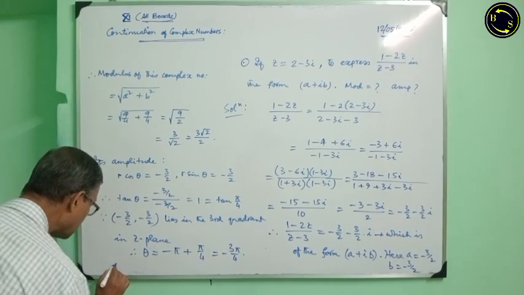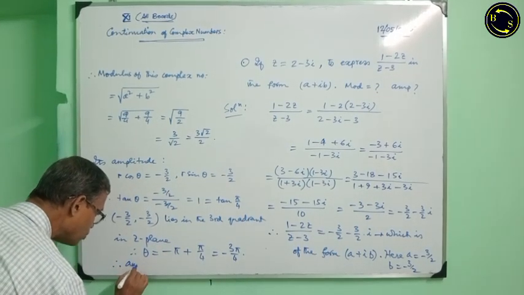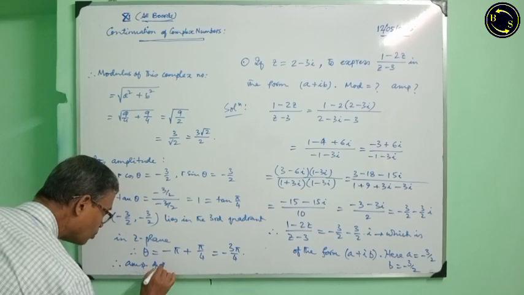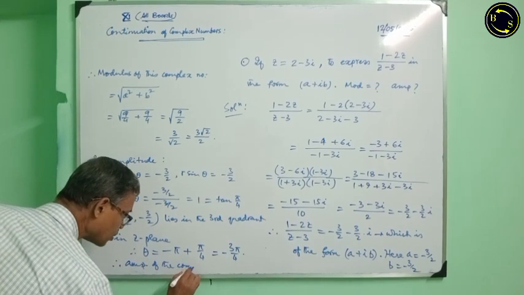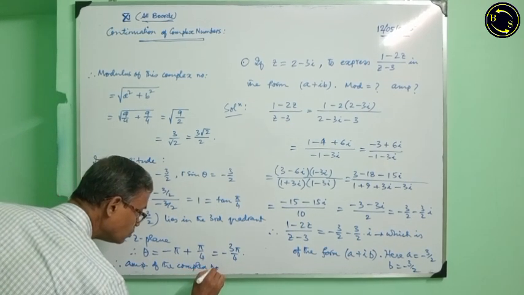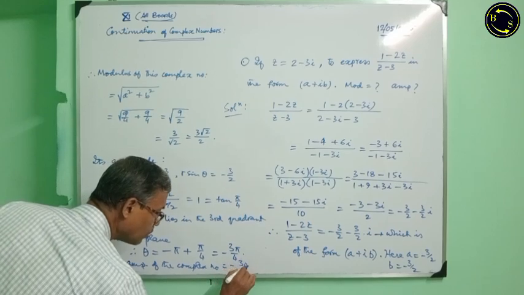Therefore, the amplitude of the complex number is equal to minus 3 pi by 4.